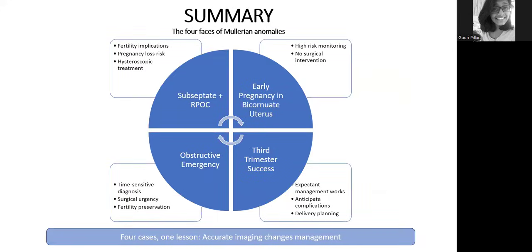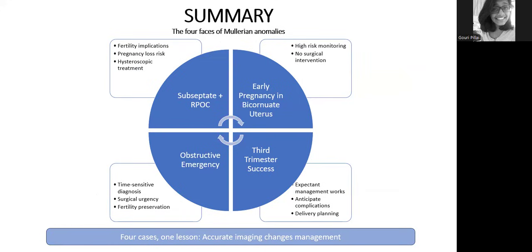To summarize, these 4 cases represent the spectrum of Mullerian anomalies. Subseptate with a pregnancy loss requiring hysteroscopic treatment, early pregnancy in a bicornuate uterus needing high-risk monitoring, third trimester success with delivery planning, and an obstructive emergency which requires urgent surgical intervention. One lesson unites them all.